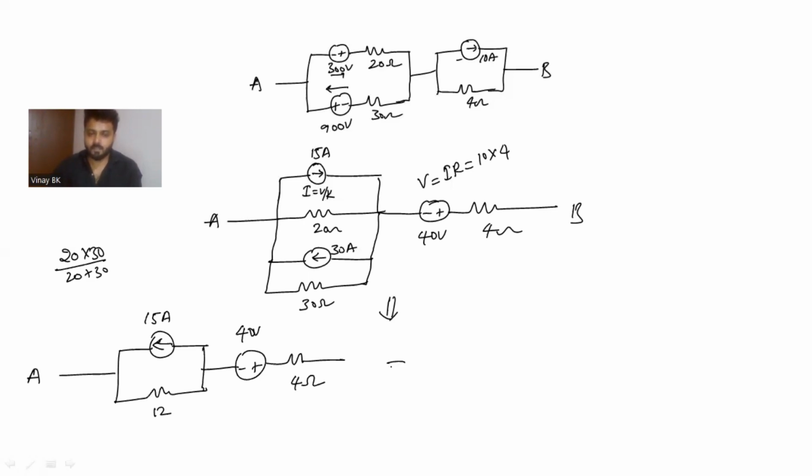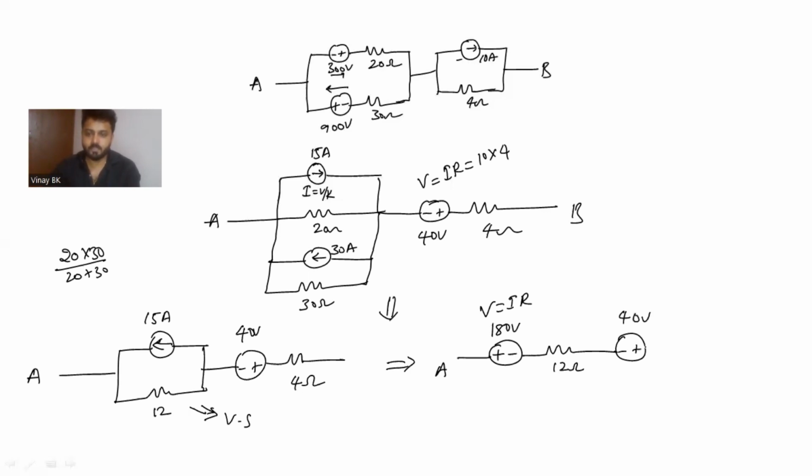The last step, transform this current source into voltage source. So you can get from A one voltage source, and the direction of current is right to left, so that you can get plus and minus. V is given by I into R, where I is 15, R is 12, so 15 into 12, you get 180 volts, in series with 12 ohm, and one more voltage source minus to plus, that is 40 volts, in series with 4 ohm at B.